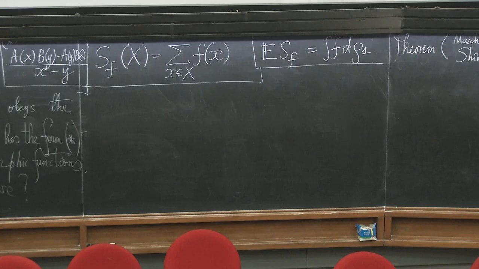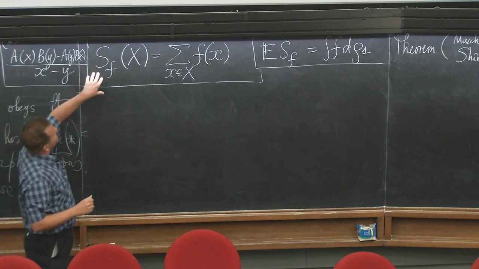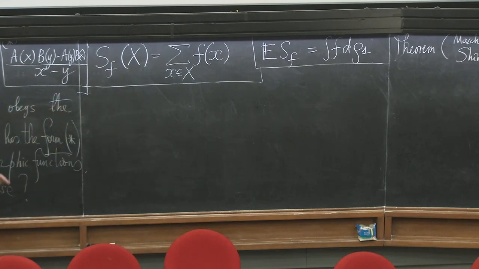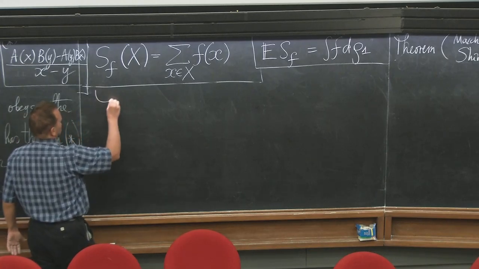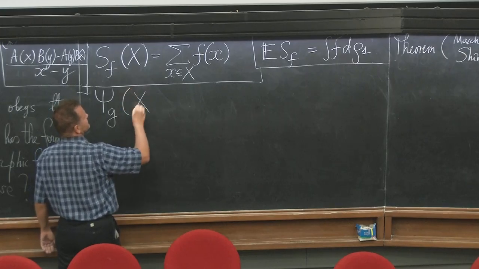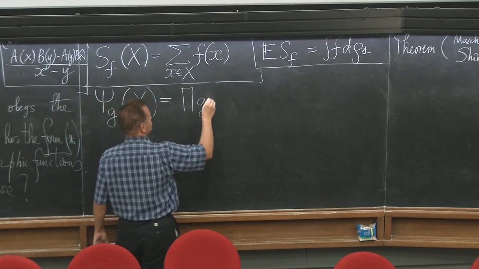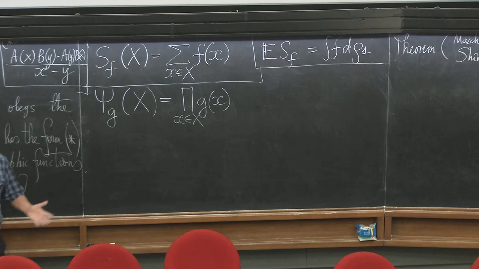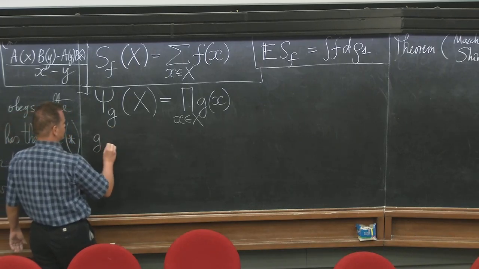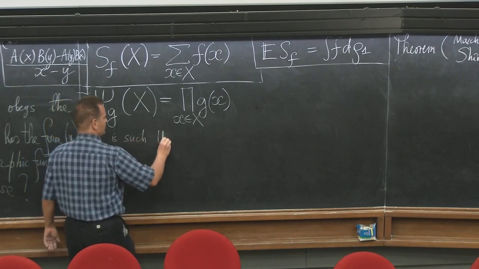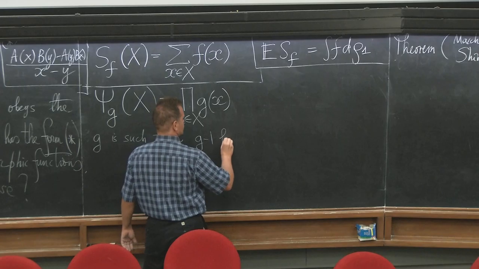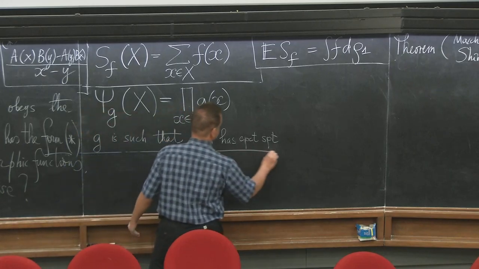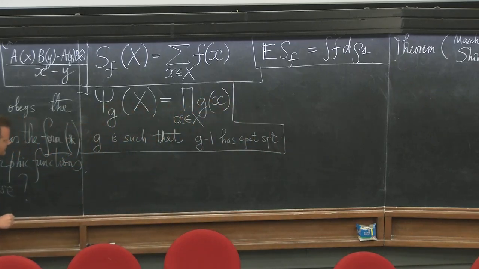It is, however, very useful to consider Laplace transforms of these quantities, or in other words, to consider multiplicative functionals. In Soviet literature, there also exists a term, Bogolubov functionals. So Psi g of x: I will consider products of values of a function g over particles, assuming for the moment that g minus 1 has compact support. Then this product converges.